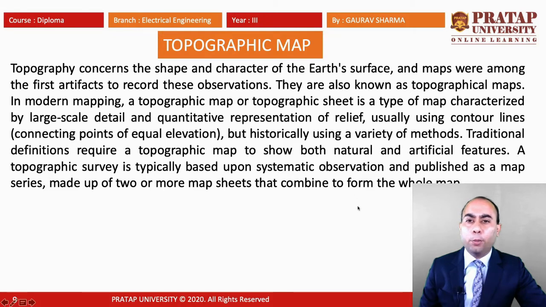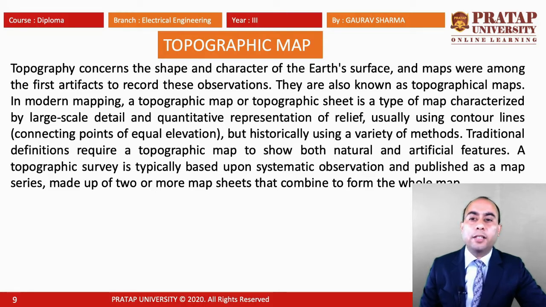Now, when we talk about the topography map, topography concerns the shape and character of the earth surface, and maps were among the first artifacts to record these observations. These are also known as topographical maps. In modern mapping, a topographic map or topographic sheet is a type of map characterized by large scale, detail and quantitative representation of relief, usually using contour lines, but historically using a variety of methods. Traditional definitions require a topographic map to show both natural and artificial features.